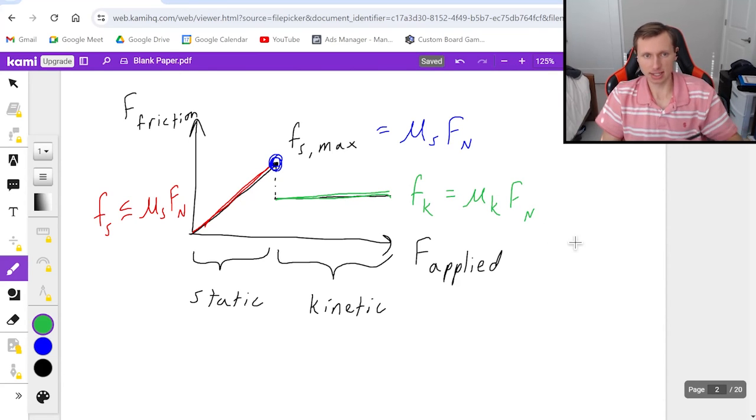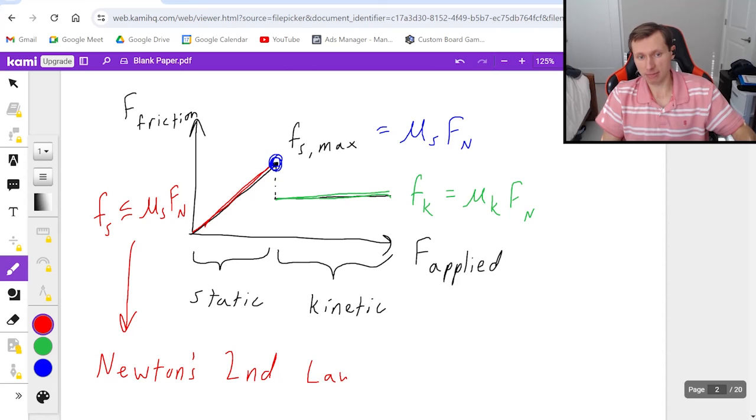And you may be wondering then, what do I use for the red region, the static part that's not the maximum? To solve that region, you have to use Newton's second law. In other words, F net equals ma. And that's how you'd find the static friction there. We'll be looking at more examples of that in the future. But for now, this is everything you need to know as an introduction to friction.